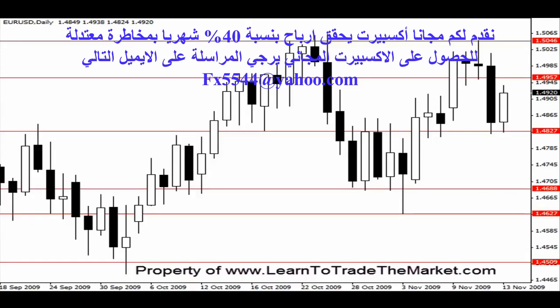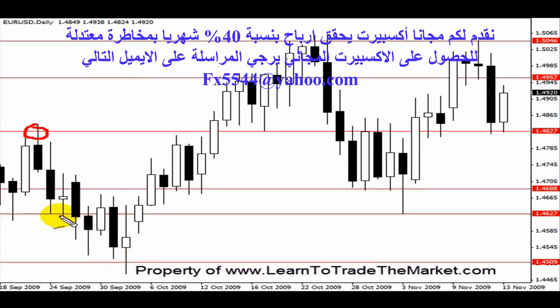So let's begin and have a look at the euro dollar on a daily chart. One of the things I do first is mark all the turning points or the swing points. They're the pointy parts that are very obvious. So I'll just circle them and show you where they are. We've got one there at 148.28.